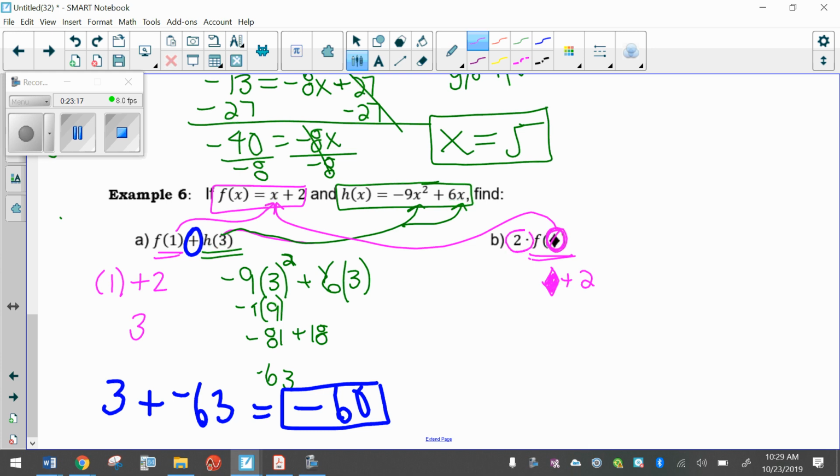All right. We know what this means. 2 with a dot means 2 times that. So we're going to distribute and get 2 diamond plus 4. Yeah, I know that's silly, but that's your answer. You just leave it with that diamond.